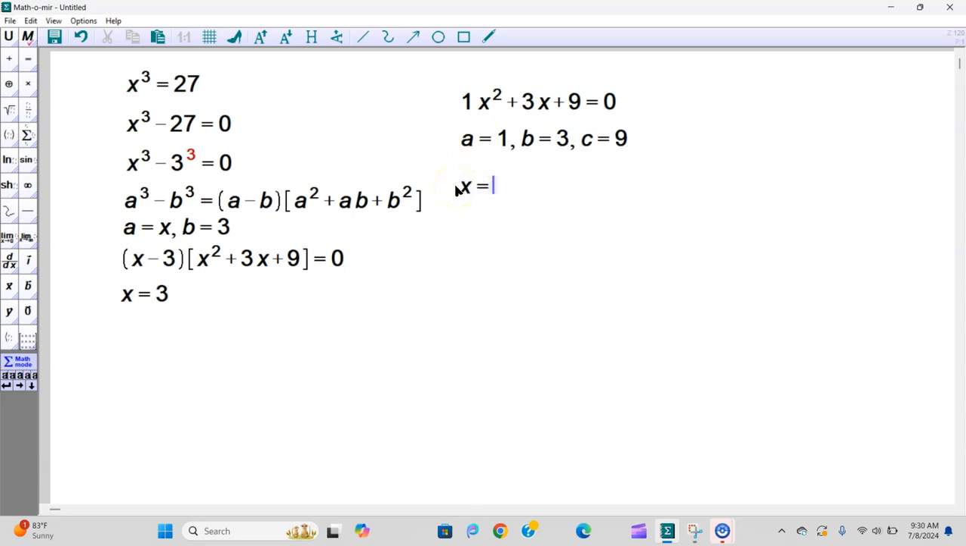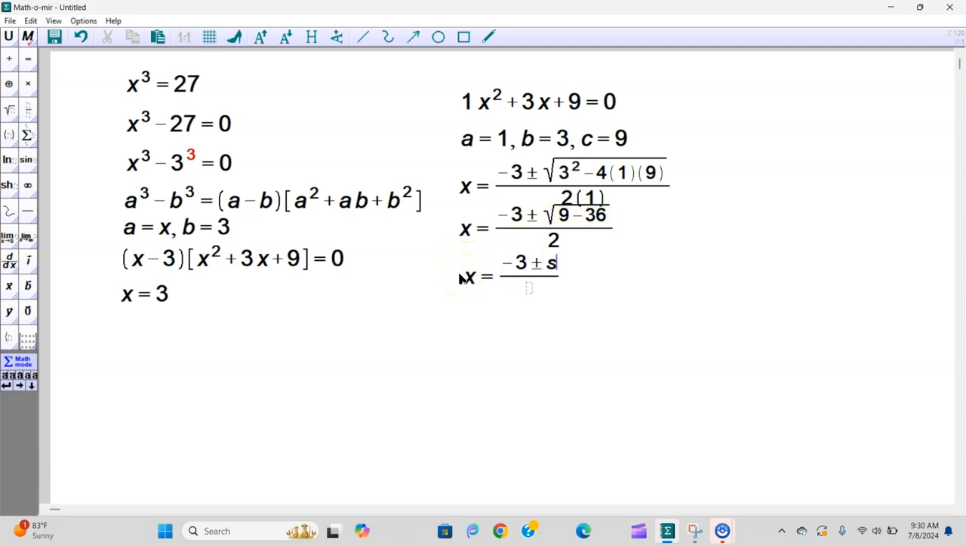Plug that in, you're going to have x equals negative 3 plus or minus the square root of b squared. So that's 3 squared minus 4 times the value of a, which is 1, times the value of c, which is 9, over 2 times the value of a, which is 1. Then you simplify the right-hand side. So x equals negative 3 plus or minus, you're going to have 9 minus 36 over 2. So that's going to give us x equals negative 3 plus or minus the square root of negative 27 over 2.